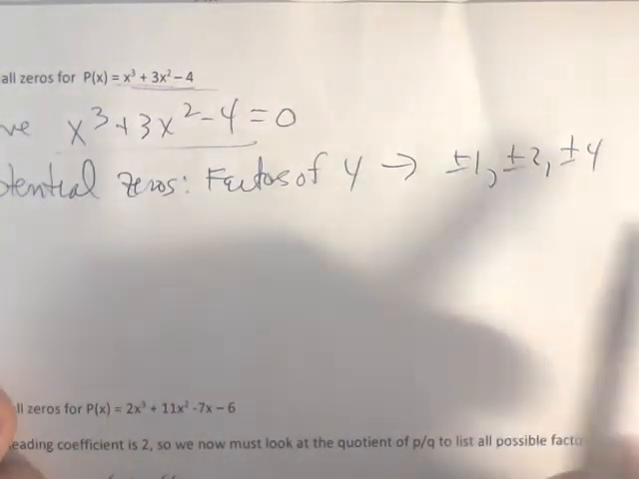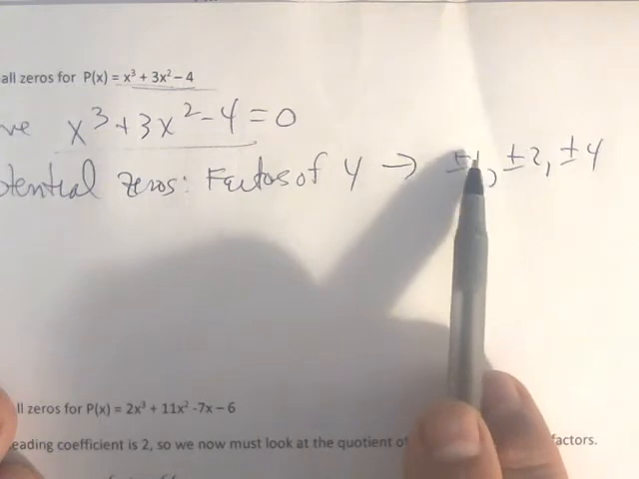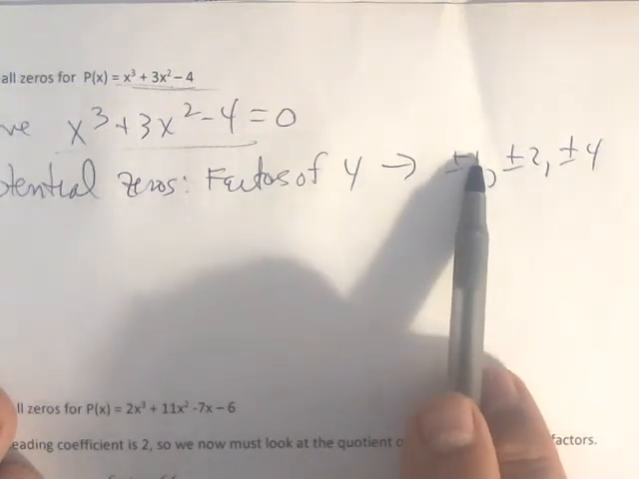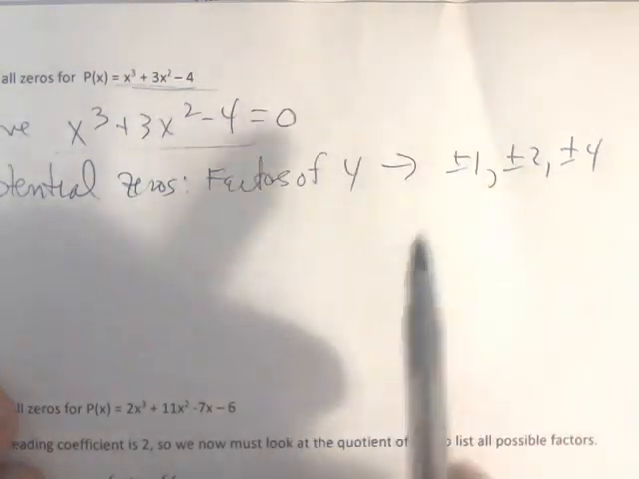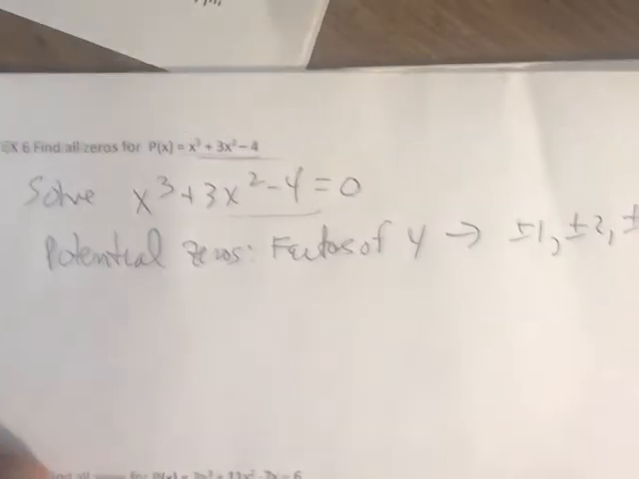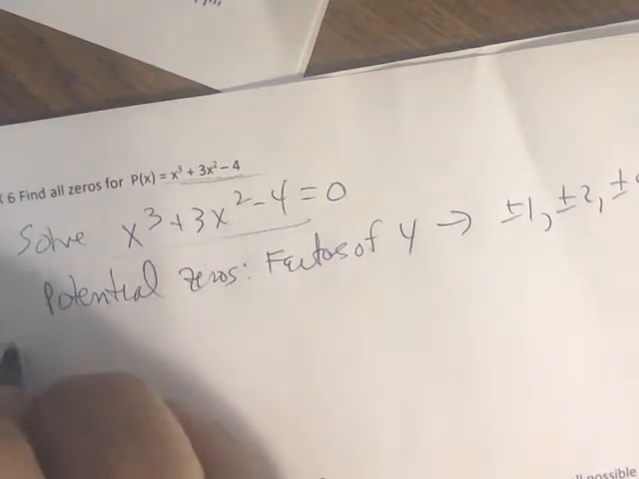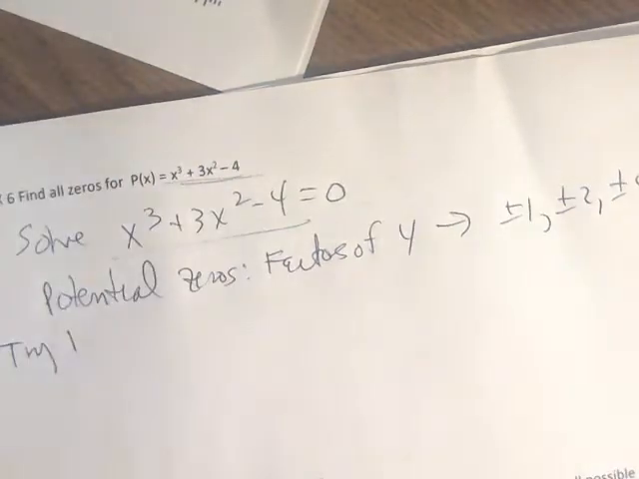So what I'm going to do is start, and get organized. I'm going to try 1 as a divisor, negative 1, and go on till I get a 0. If I get a 0 at 1, then I'll show you how to proceed. Okay, so I will try 1.